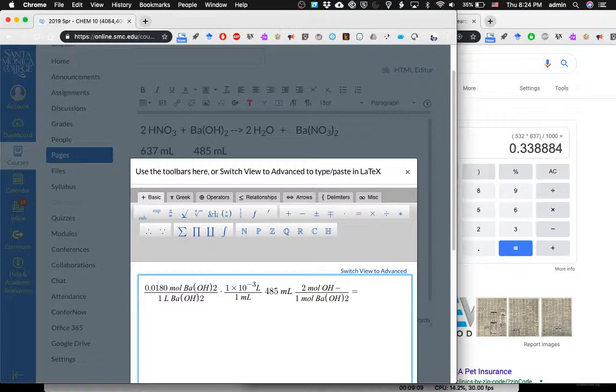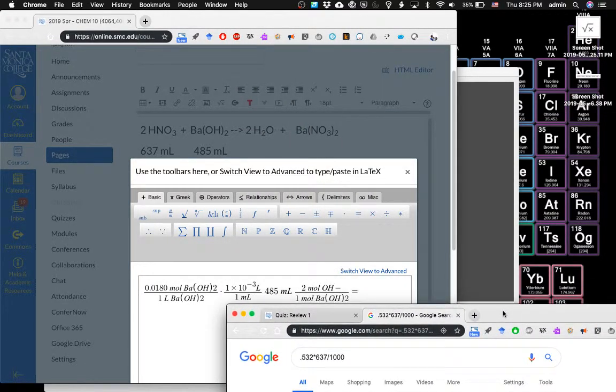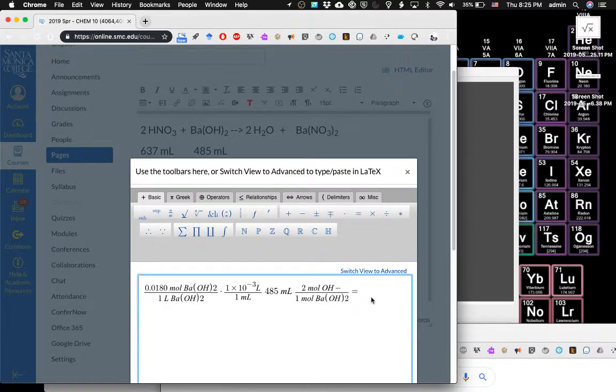So now what does that get me? This doesn't have to be done in this order. You could do this in many different ways. You can find the way that you like. And let's see. This is going to be 0.018 times 485 times 2 divided by 1,000. So that is going to be 0.0175 moles of OH minus. All right, so that's moles of OH minus.